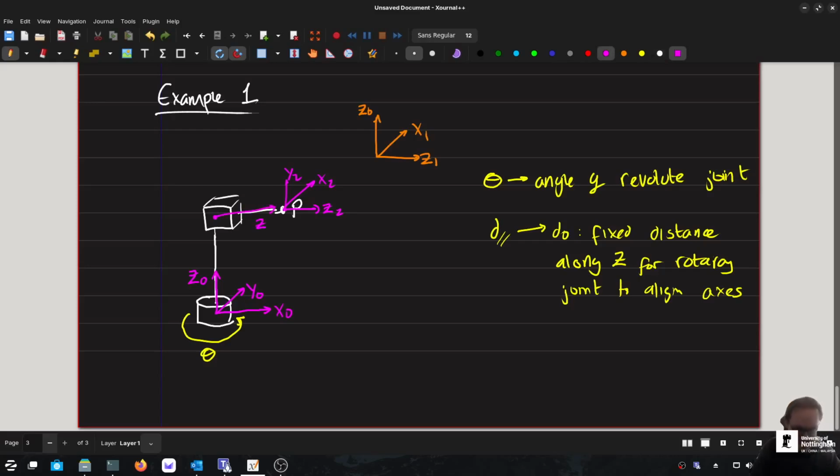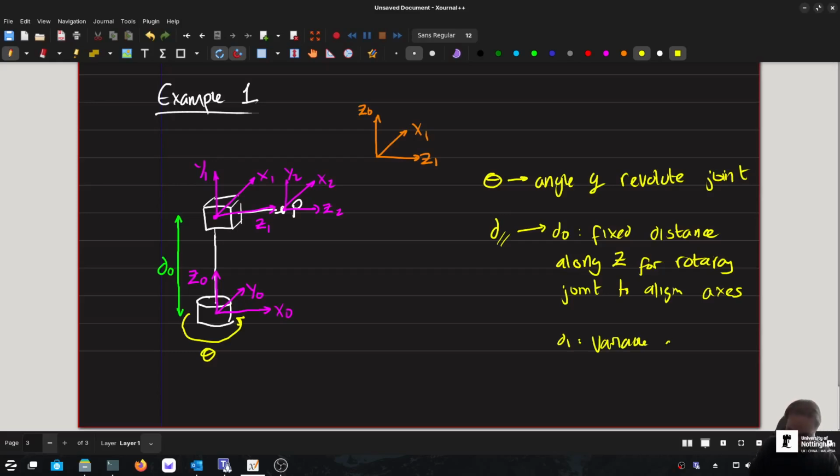That's our Z. That's our X, so that's X1, and then Y1. So for D0, it's how far from this axis along the joint to be aligned with the next axis over here. So that's our D0. Likewise, it's the same with D1. However, remember that it's a variable because it's a prismatic joint. That P, the end effector, can be extended and retracted.